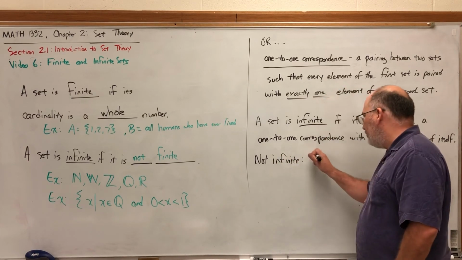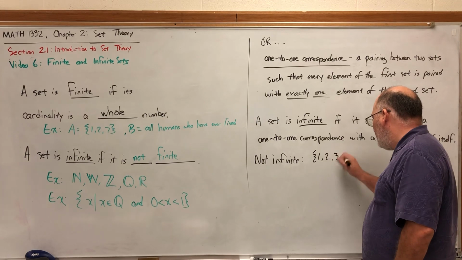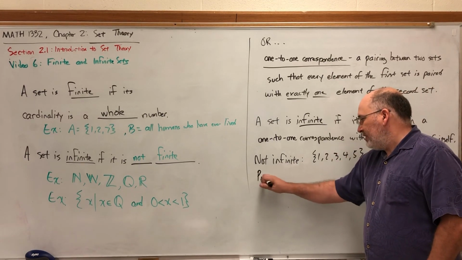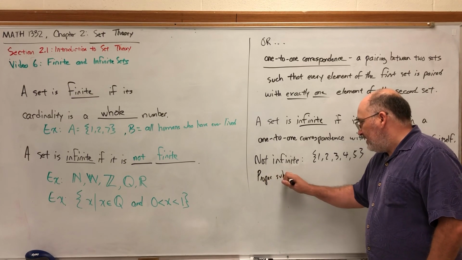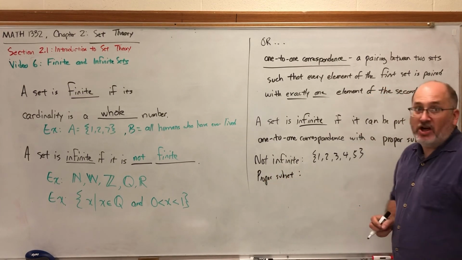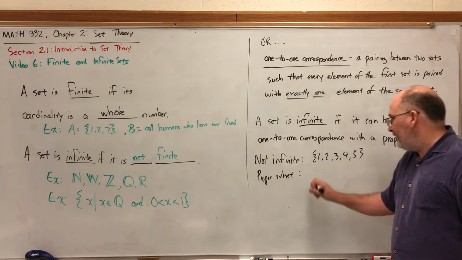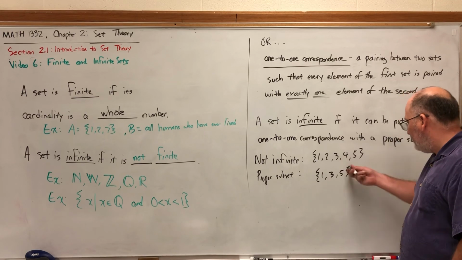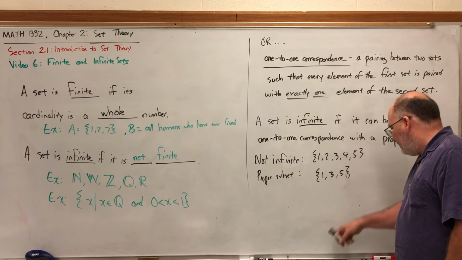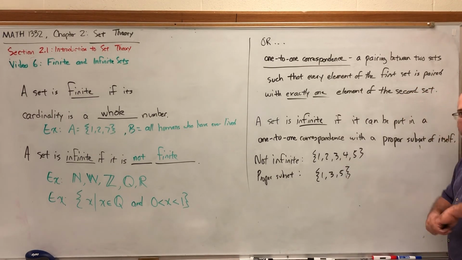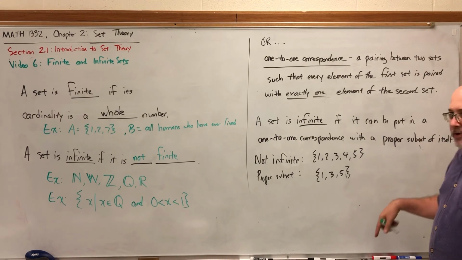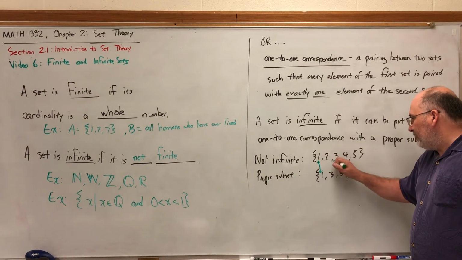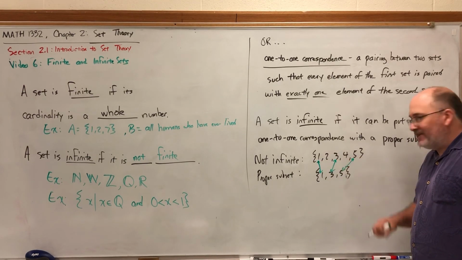Let's just take the numbers 1 through 5. And I ask you to give me a proper subset, meaning list off some of these numbers, but not all of them. Let's just say 1, 3, and 5. Can we put these into one-to-one correspondence, meaning one number on top paired with one number on the bottom? Well, no. The natural correspondence is to pair 1 with itself, 3 with itself, and 5 with itself, but nobody said you had to.